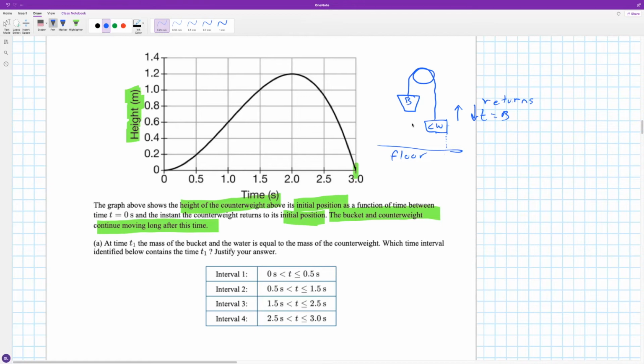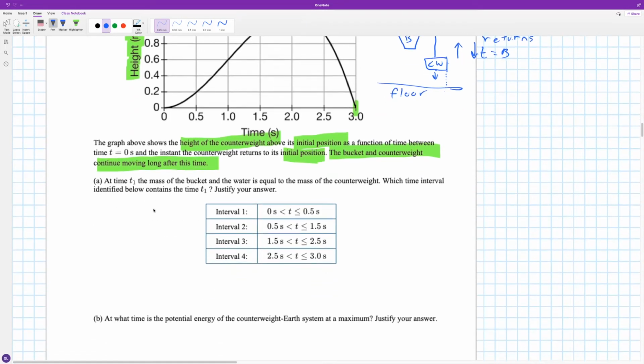which means that after 3 seconds, after the bucket reaches this point, it's going to continue descending. Because the bucket is losing mass, at some point this will be heavier. And so enough acceleration will be in this direction that not only does it stop, but it gains velocity, and the counterweight goes downward and eventually settles on the floor. Anyways, I think that's enough analysis. I think we get the gist of it. Let's look at the question.